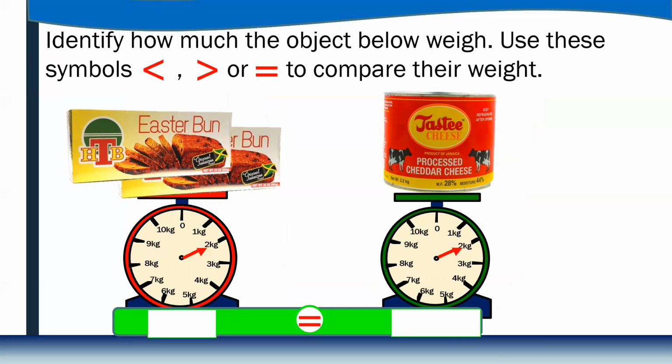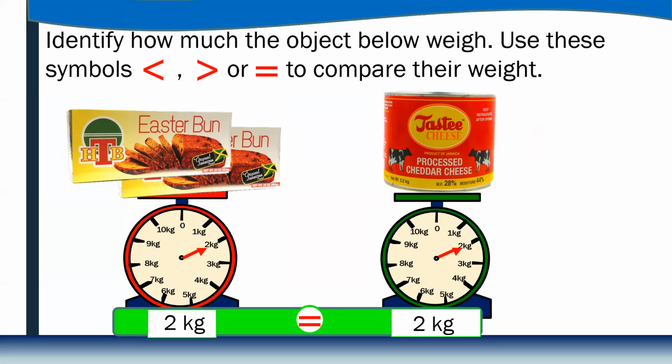Now look at these two objects. Identify how much they weigh and use the symbols shown to compare them. How much do the buns weigh, boys and girls? Excellent. The buns weigh 2 kilograms. And how much does the cheese weigh? Great job. The cheese weighs 2 kilograms.